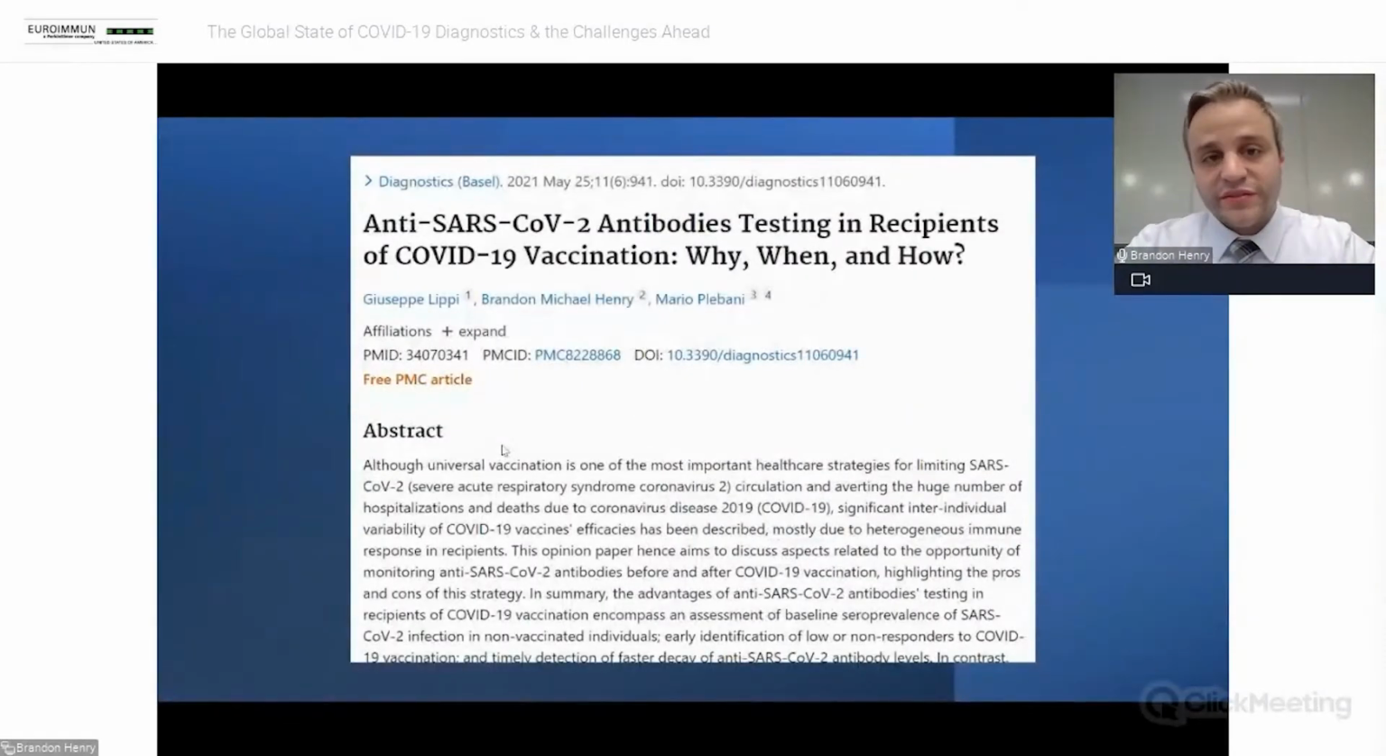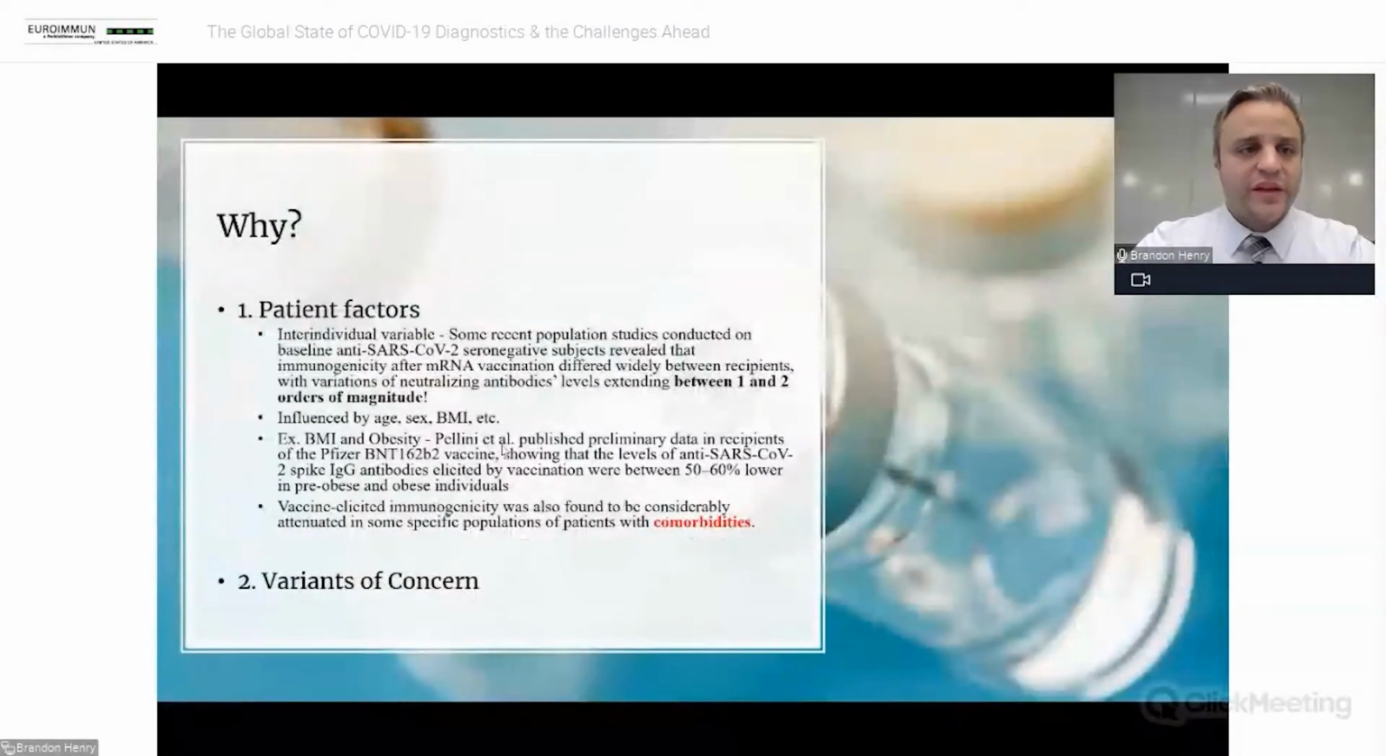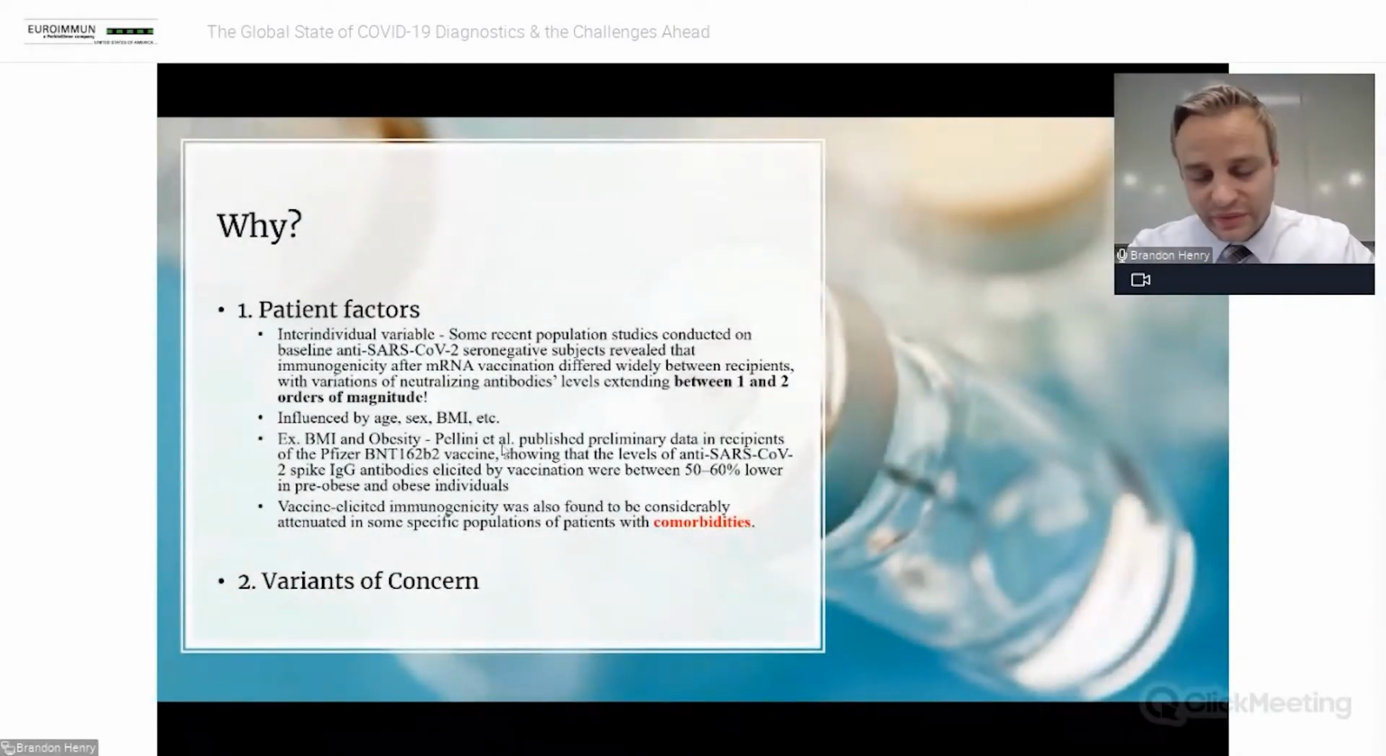So now let's move on to going back to serology testing. Again, that is really the bread and butter of vaccine efficacy monitoring. And we'll talk a little bit about the why, when, and how of vaccine efficacy monitoring using serology. So what is the why? Why do we need serologic monitoring programs? If it was me, we would have nationwide serological monitoring programs.